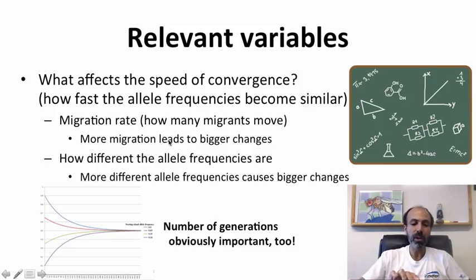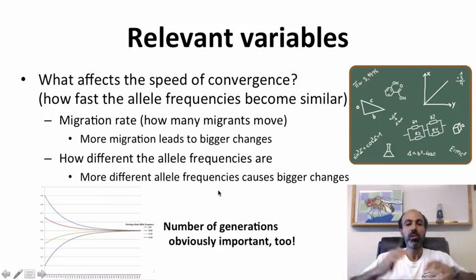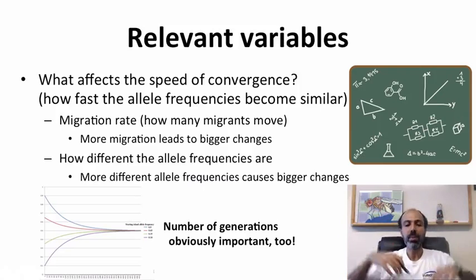Of course, more migration leads to bigger changes in allele frequency. The other thing is how different the allele frequencies are. If you have allele frequencies that are very different, you see bigger changes per generation, because again, you're converging on the mean. So if you're starting further out, you'll take bigger steps in, because you're having migrants that are even less representative of what was already there in your population.